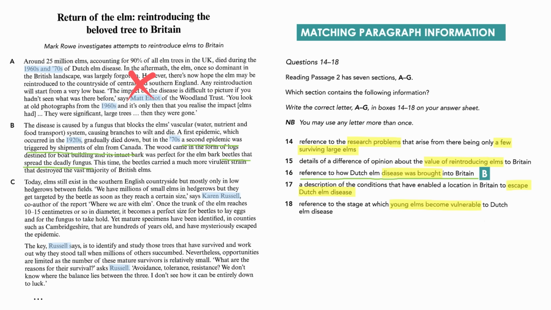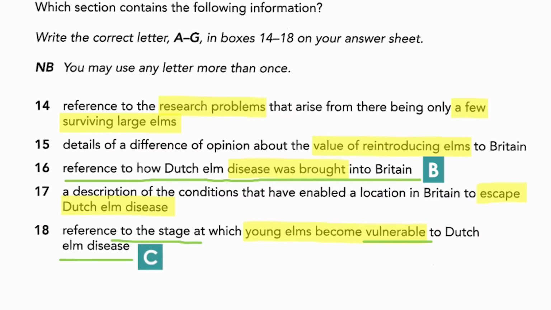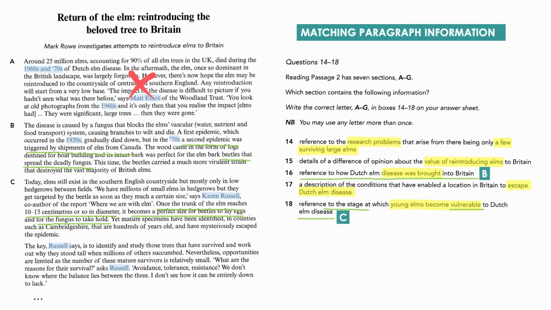I could find this. So once the trunk of the elm reaches a certain diameter, it becomes a perfect size for beetles to lay eggs and for the fungus to take hold. And that is a reference to the stage at which young elms become vulnerable to Dutch elm disease. So C18. But is there anything else here? I think we have one more answer. Have you found it? How about this?